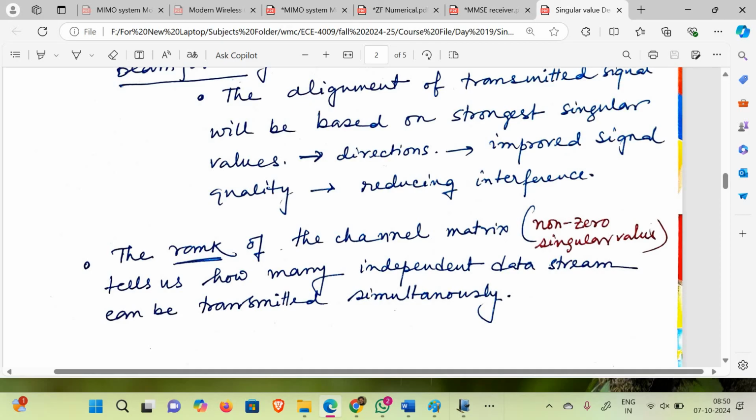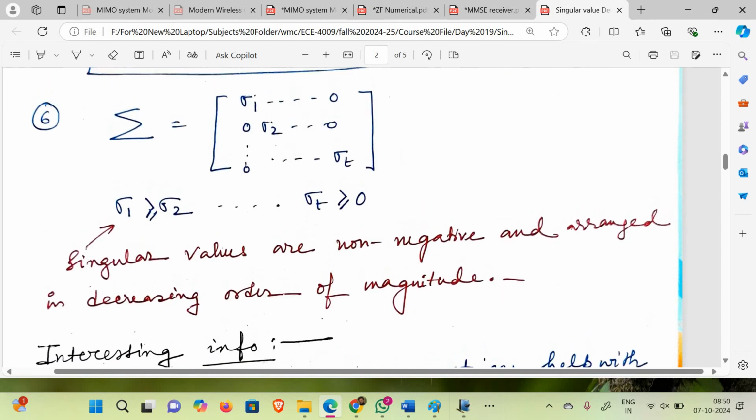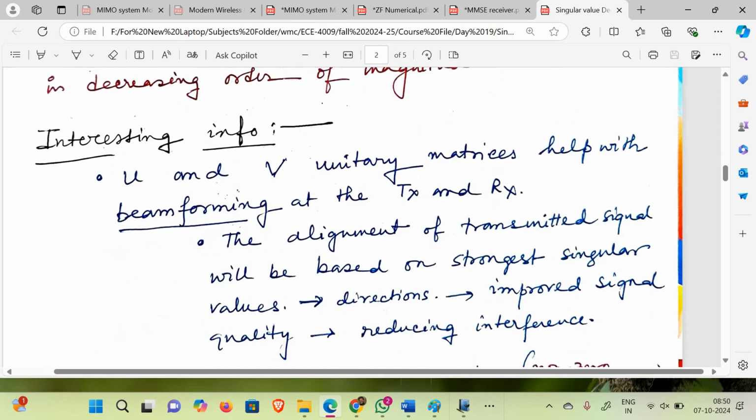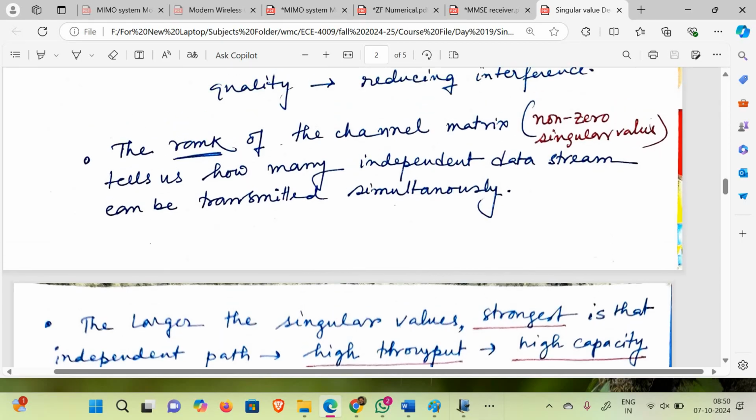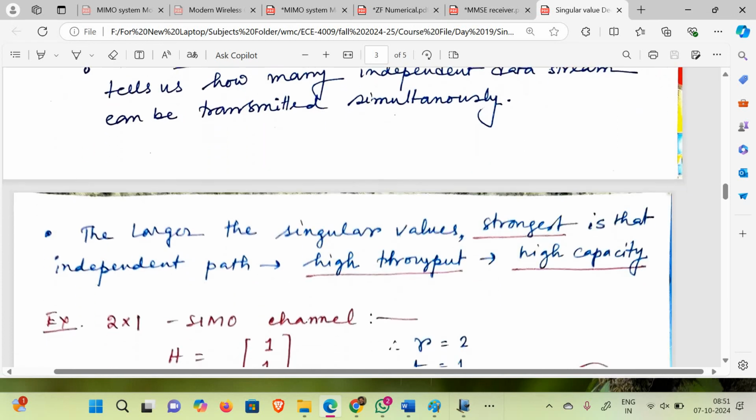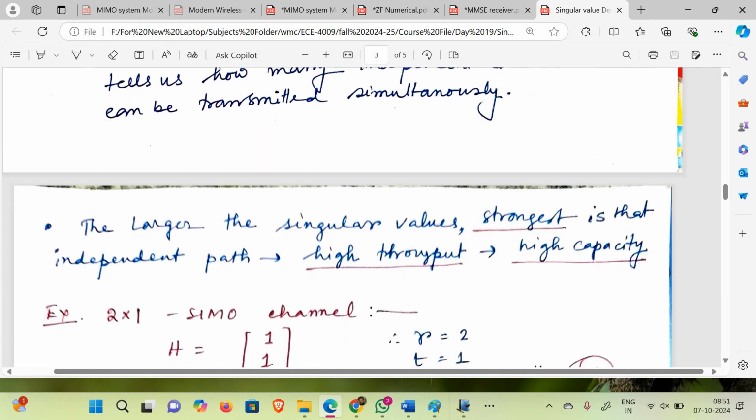Secondly, please make a note of this: the rank of the channel matrix is nothing but the number of non-zero singular values. How many non-zero values are you getting? That basically gives you the rank of the matrix. This tells you how many independent data streams can be transmitted simultaneously over the channel. So if the number of non-zero singular values is 3, then it means 3 independent channels exist through which the transmitted signal can travel. You can also see that the larger the singular value, the stronger the independent path, which results in higher capacity.